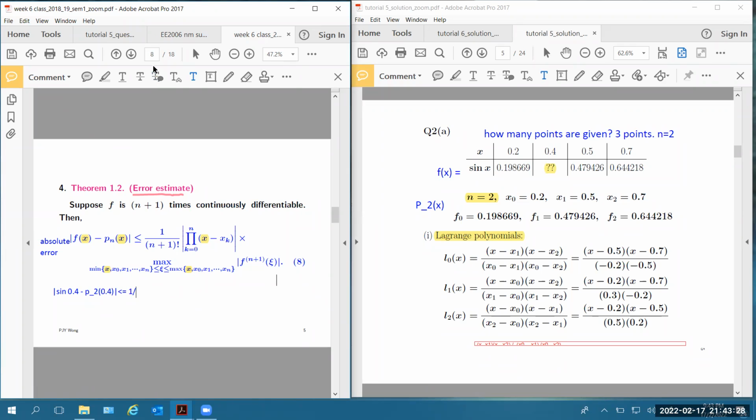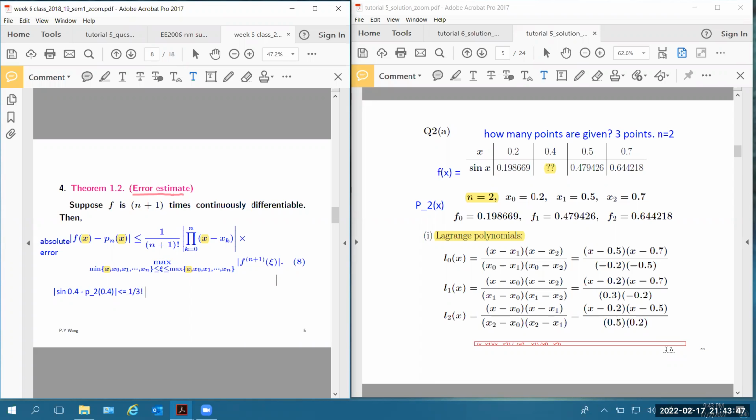Class, what is our n here? What is the n in this case? What is our n in this problem? 2. Yes. So n plus 1 factorial, meaning 3 factorial.